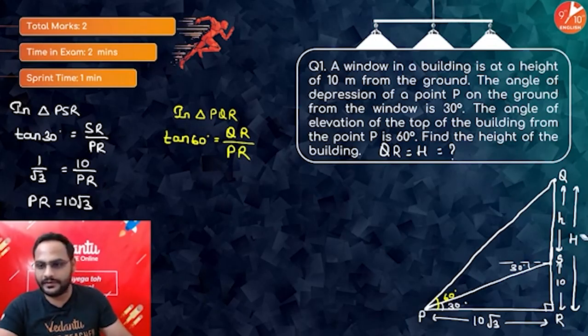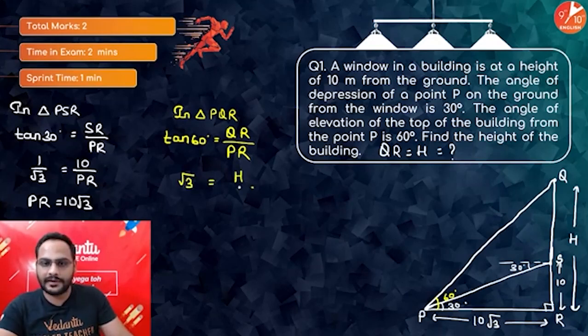Why am I writing it even? Because we have to find out the complete height. Capital H is required. That we can get directly. So 10 by 10 root 3... QR is the capital H which we need to find out, and here PR is 10 root 3.